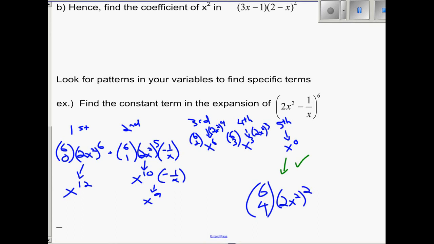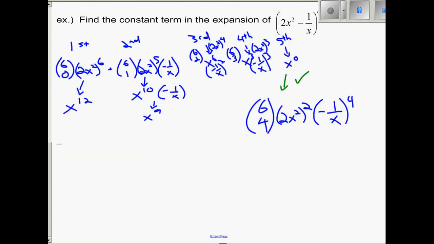Our negative 1 over x makes its first appearance in the second term, and its powers will go up, so it'll be squared in the third term, raised to the power of 3 in the fourth term, and to the power of 4 in the fifth term. Okay, so from here, we can go to our calculator and find what 6c4 is, or we could use the triangle. Turns out to be 15.